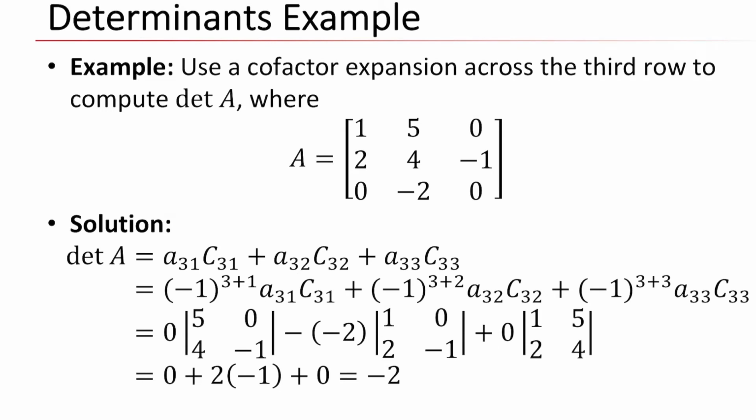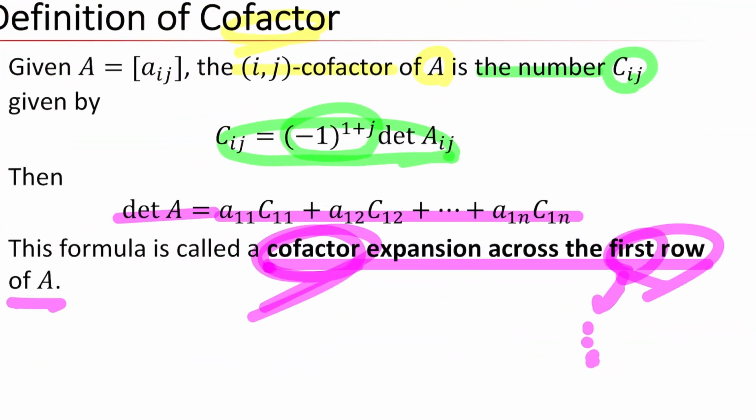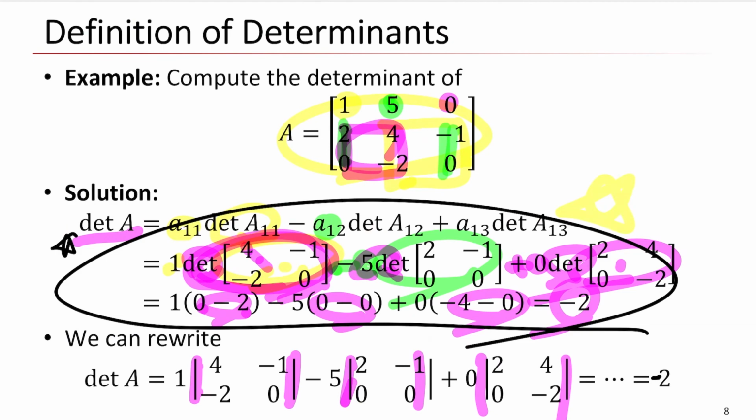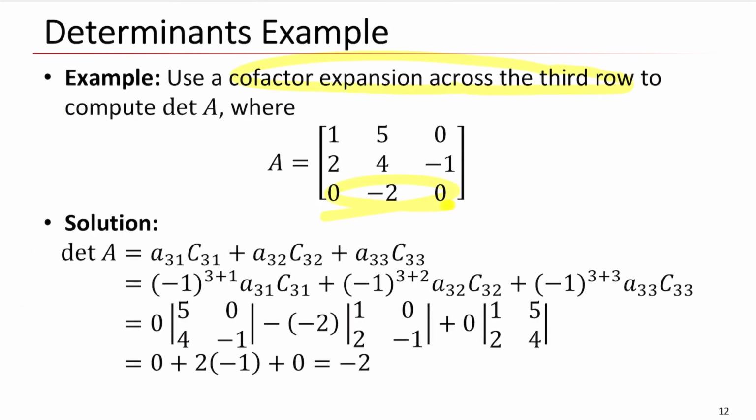So here's the example. Let's use the cofactor expansion across the third row to compute the determinant of A. Okay, let's do similar things here, but by using the third row. The determinant of A is equal to a31 times C31, plus a32 times C32, then a33 and C33 here.